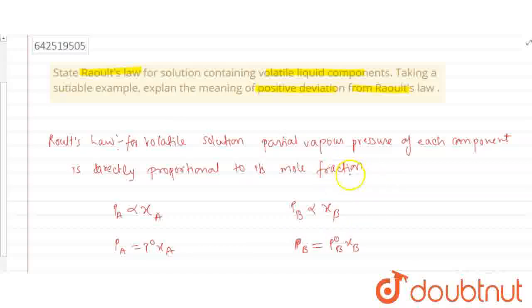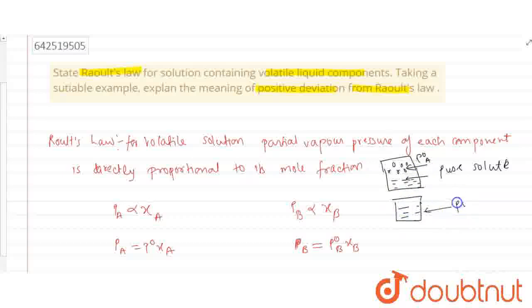So what are P naught, PA, PB? Let me explain. If we have taken a pure solute here, vapors will be generated of the pure solute. So I name this P naught A, the pure vapor pressure of the solute, and I can take a container which contains pure solvent. The vapor pressure generated here will be called P naught B, that is the vapor pressure of the pure solvent.